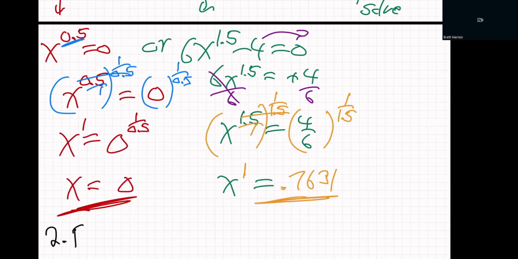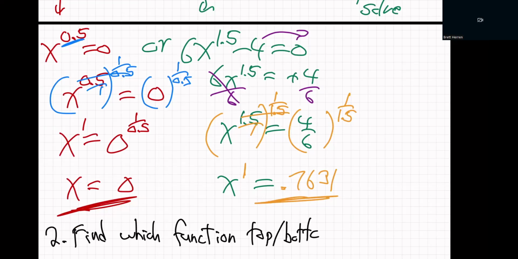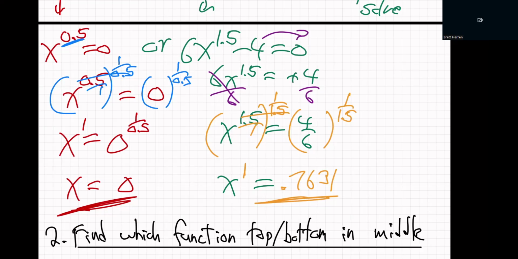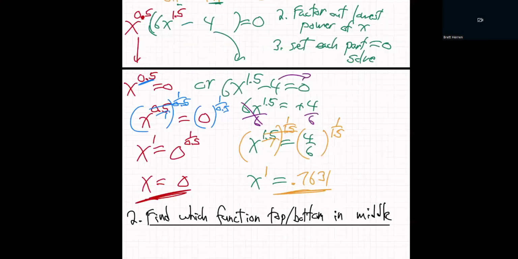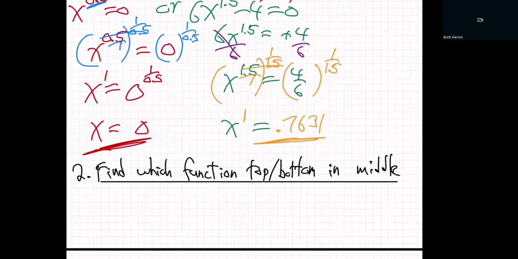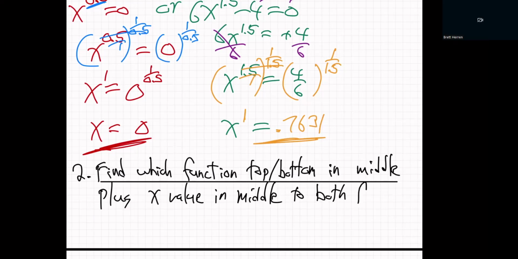Step 2 is find which function is on the top and which is on the bottom in the middle. We know they meet at those two places, but in the middle, which function's on the top and which one's on the bottom? How do we figure that out? What we're going to do is plug in an x value in the middle to both functions.